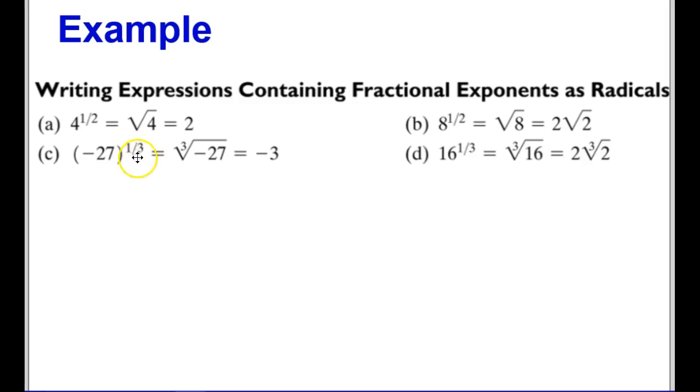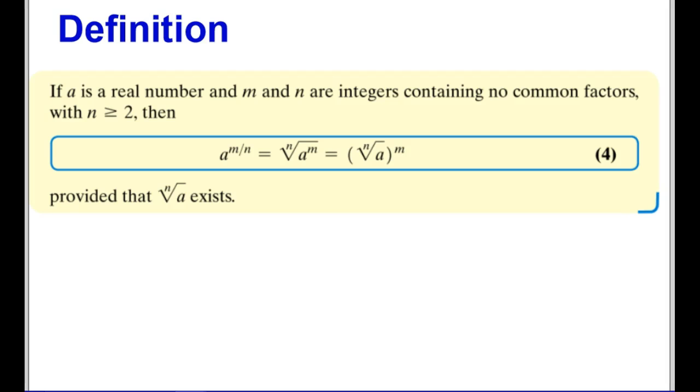Here, since my denominator is 3, it's the cube root of that negative 27, and here the cube root of that 16. So I can work backwards and forwards with that one as well. So here's my other definition.